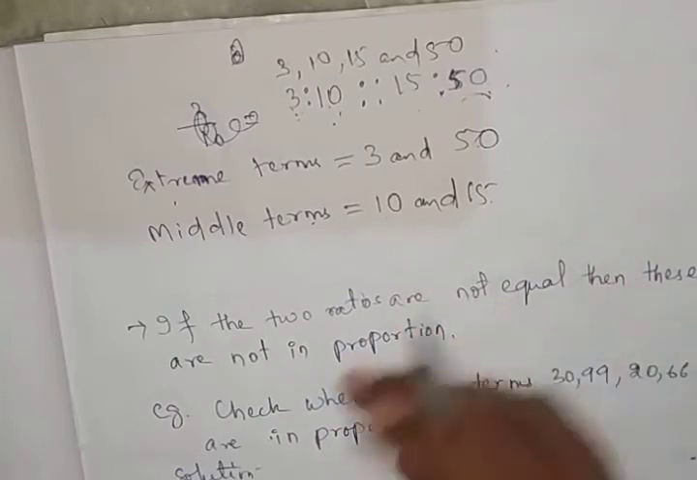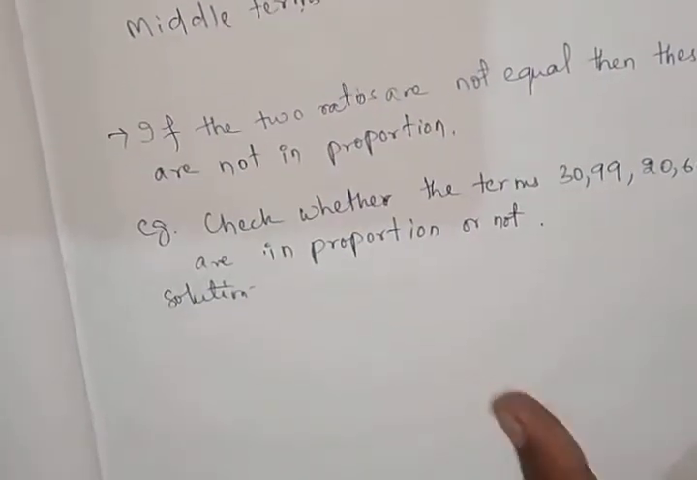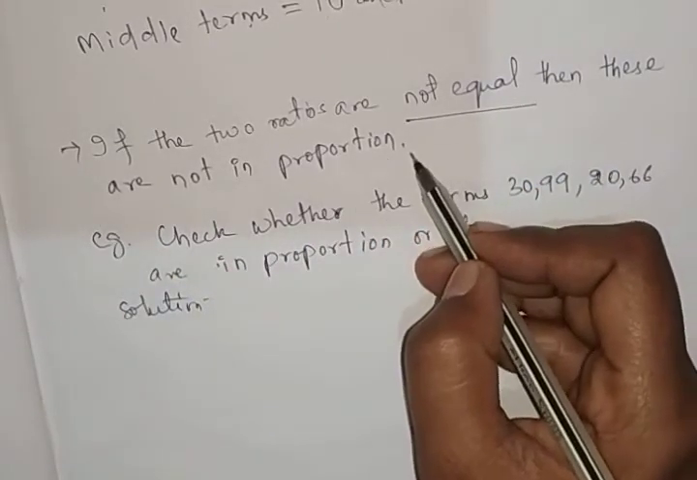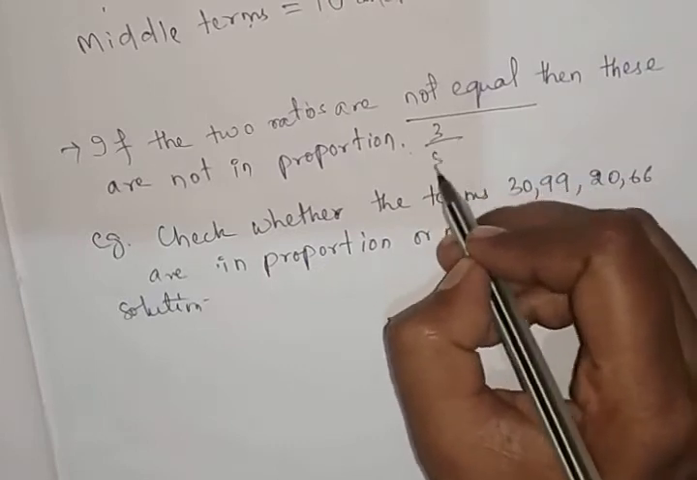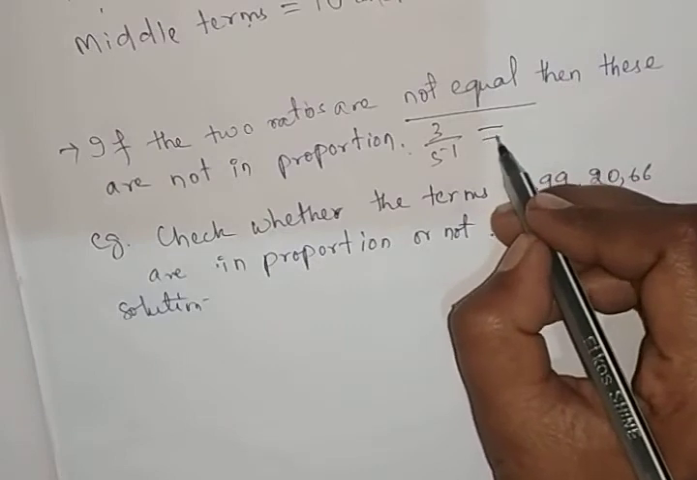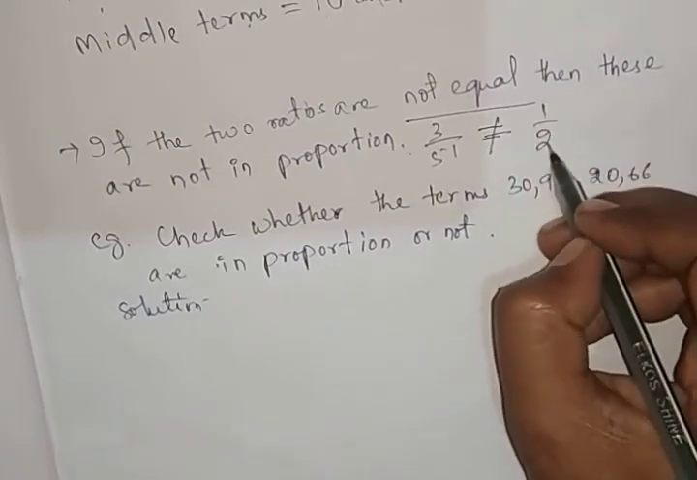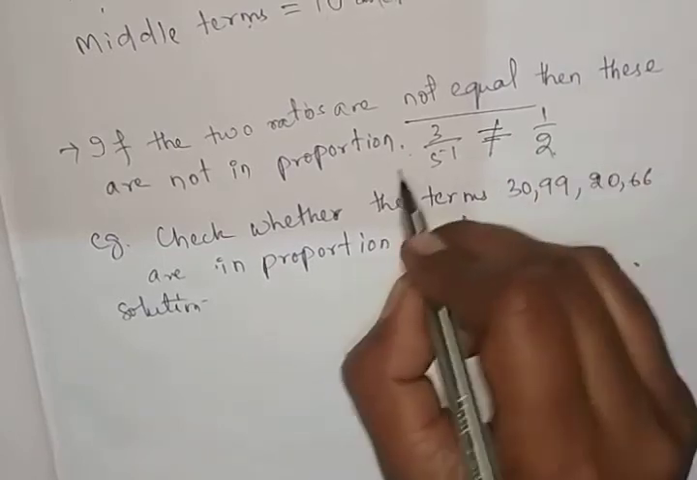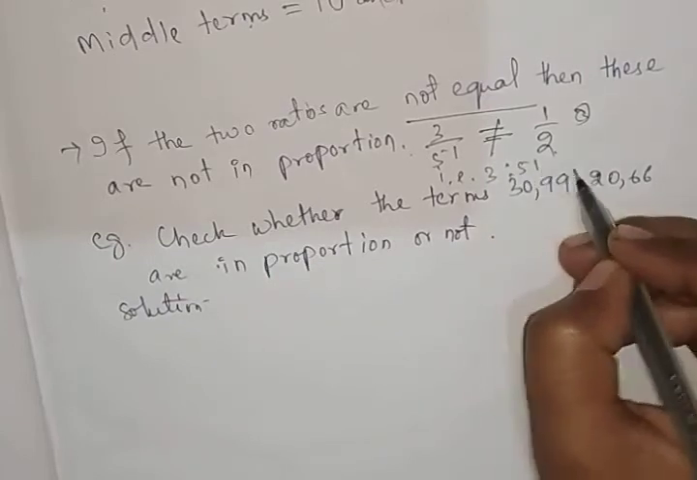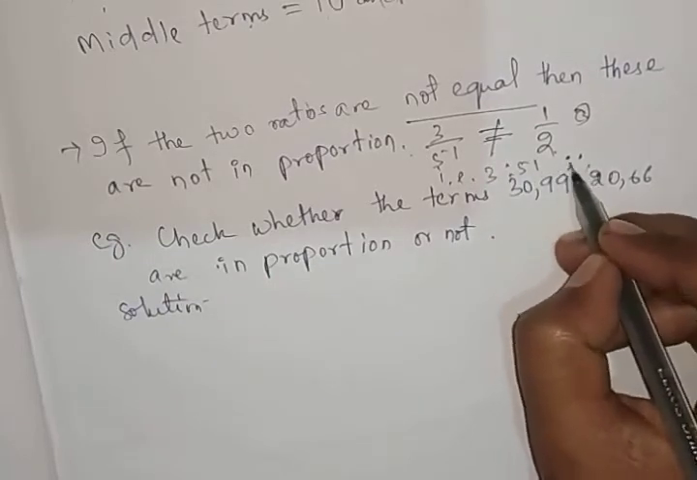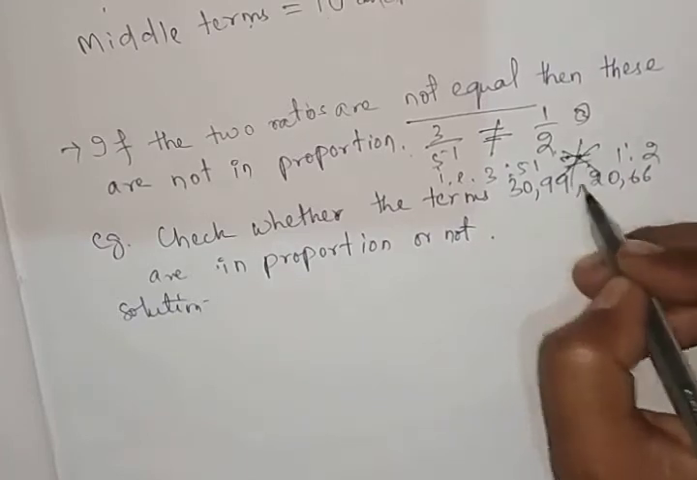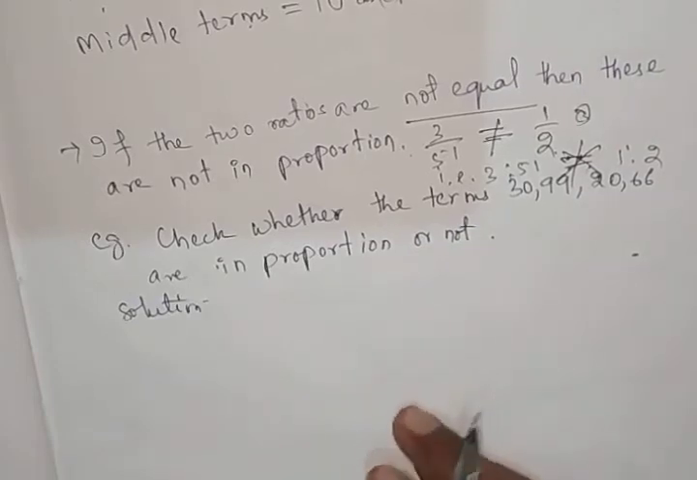Then if the two ratios are not equal, these are not in proportion. So if we write that 3:51 is not equal to 1:2, that means 3:51 is not in proportion to 1:2. These are not in proportion. Okay, let's see one example.